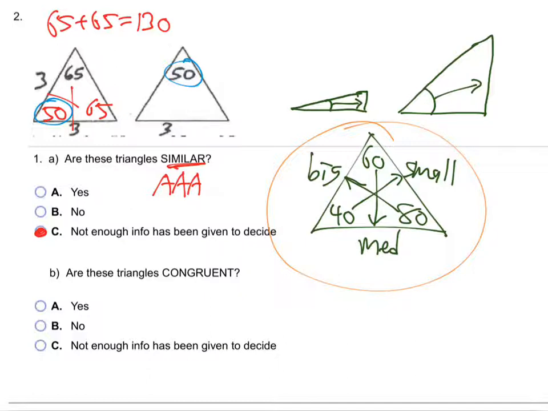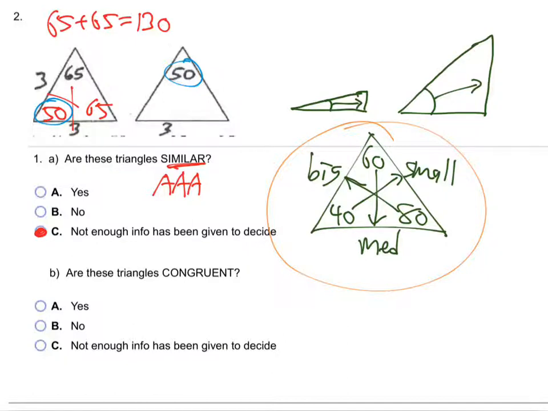Okay, then how about B? How about congruence, identicalness? Are they identical? Do we know for sure they're not? How do we know for sure they're not identical? Somebody new want to share? Anybody just dying to share? Woke up this morning, thought, I want to share today in math class.